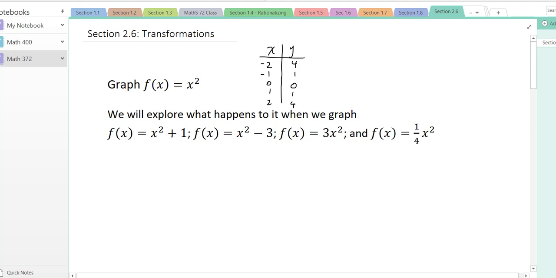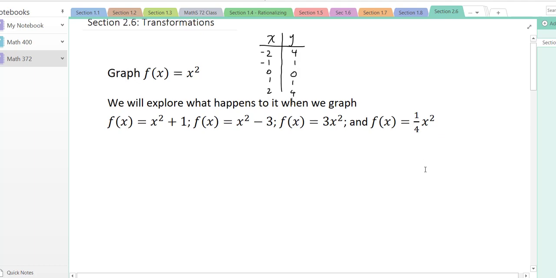What happens to x squared when we add 1? What happens to x squared when we subtract 3? And when we multiply it by 3 or multiply it by 1/4. And so we're going to take a look.